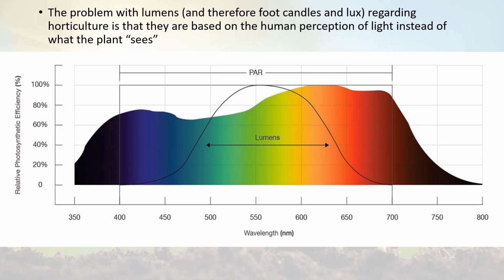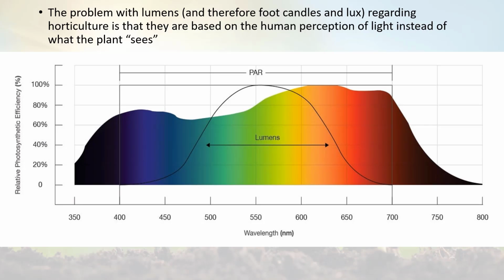So right here, if you see lumens right here, this is what we see when we are utilizing our visual perception. So we don't do as well at being able to pick up the amount of blue or red light. And that is a problem, particularly because we just talked about how blue and red light is preferentially absorbed by our chlorophyll. It is utilized by our plants for photosynthesis.